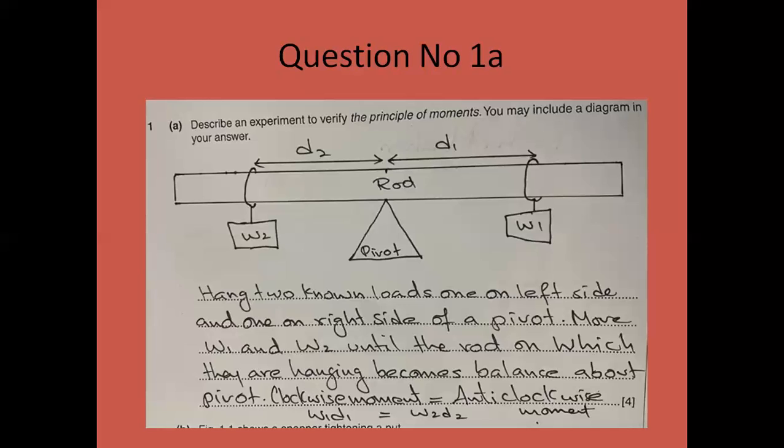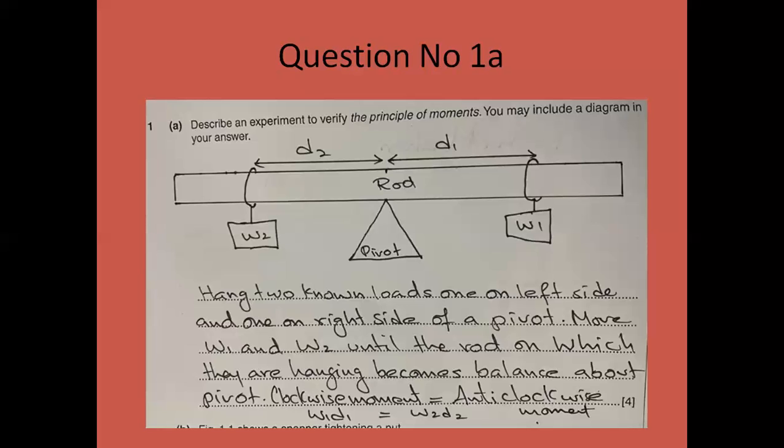So this proves the principle of moments, which states that whenever a body is balanced in equilibrium, the clockwise moment and the anti-clockwise moment are equal to each other. So I have written this: hang two known loads, one on the left side and one on the right side of a pivot with a rod. Move W1 and W2 until the rod on which they are hanging becomes balanced. Actually, the wording should be balanced about the pivot.